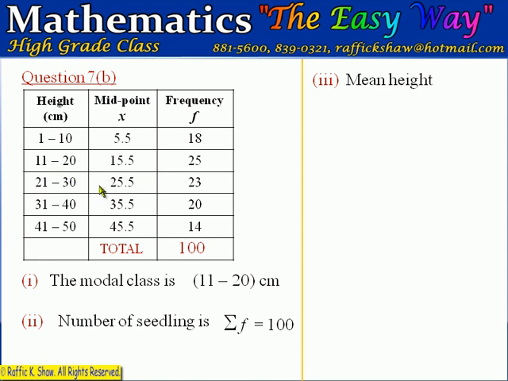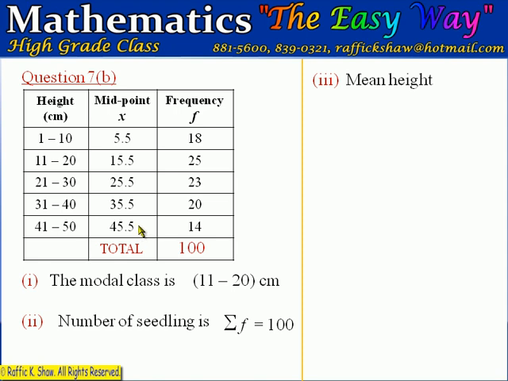The midpoint of the third group is used to represent the third group, and so on and so forth. So we're assuming that there are 18 seedlings, each having a height of 5.5 centimeters in the first group. There are 25 seedlings, each with height 15.5 centimeters. There are 23 seedlings, each with height 25.5 centimeters. There are 20 seedlings of 35.5 centimeters. And there are 14 seedlings, each of height 45.5 centimeters. That's how we estimate the height.